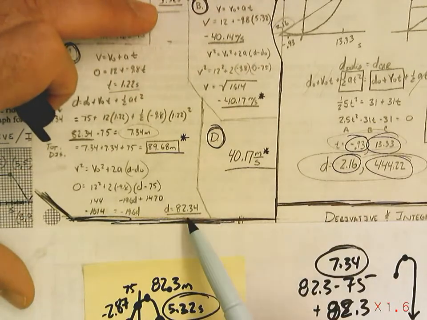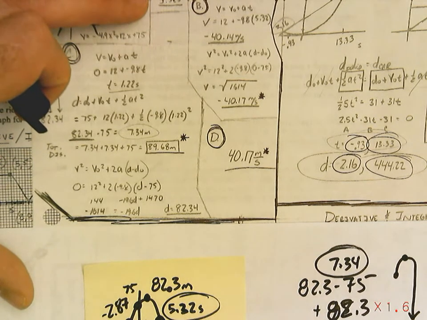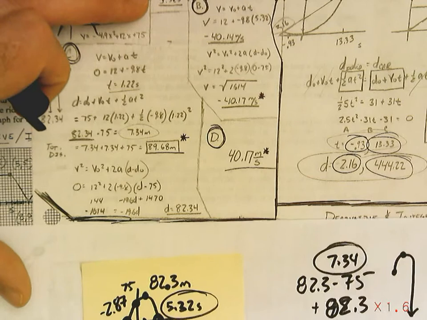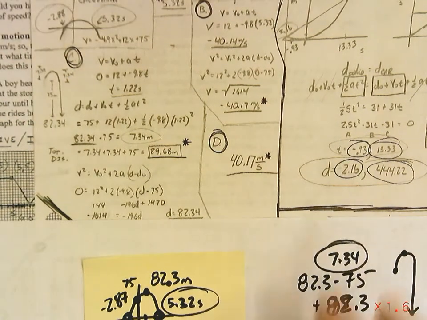You can also find the max using number 4 and get 82.34, but the calculator really is the way you guys should be doing it, just for a time constraint thing.